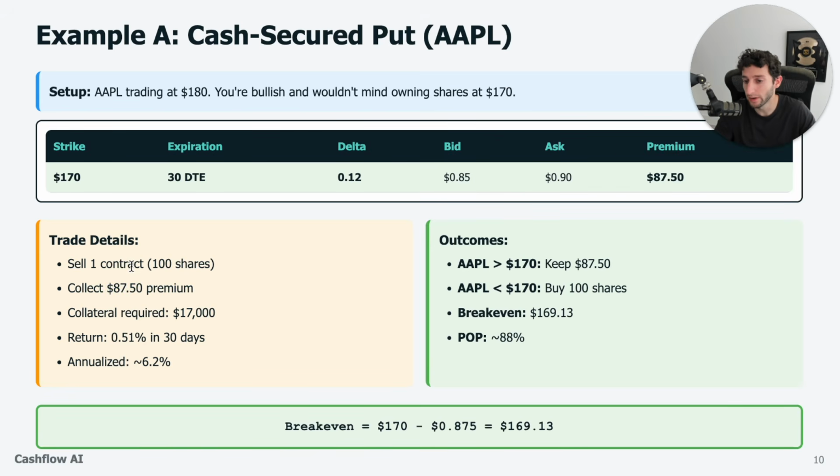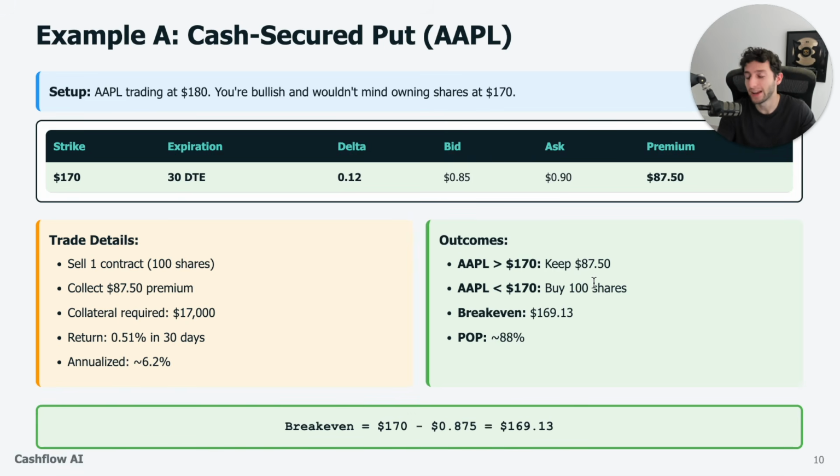You're selling one contract. You are going to need quite a bit of collateral, but again, you're trying to get 100 shares anyways eventually. And so really, as long as price stays above 170 after those 30 days, you're going to collect that $87. And that's going to give you about 6.2% return annually. That's cash in your pocket every single week or every single month. So again, if Apple stays above 170, you're going to keep that. If Apple goes below 170, well, you're going to get 100 shares at that 170 price.